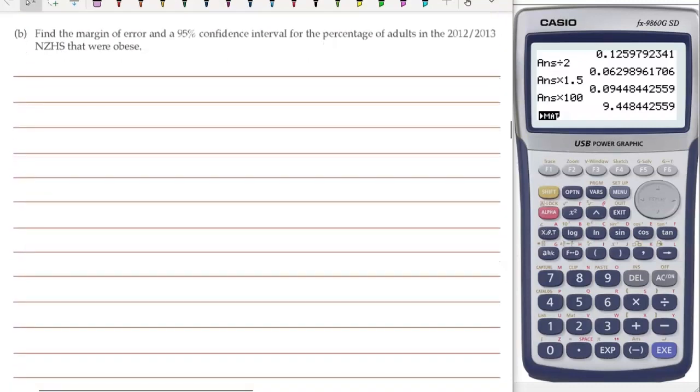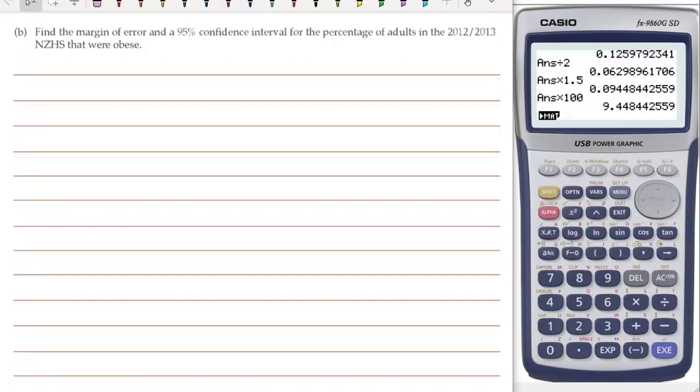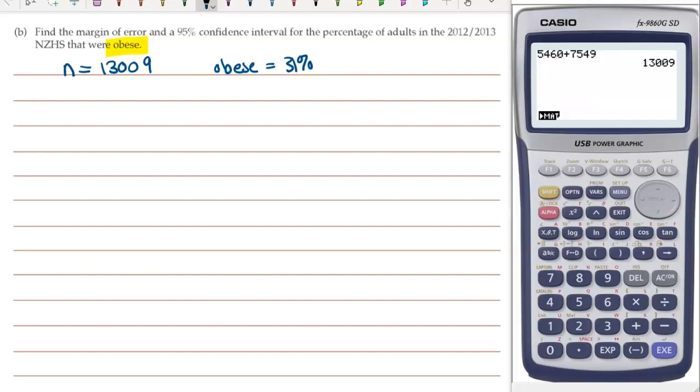Okay, for part B, we want to find the margin of error and the confidence interval for the percentage of adults that were obese. We were given that the sample size was 13,009 and the reported percentage that were obese was 31%. We got the 13,009 by adding together the male and female adults because we were looking for just the percentage of adults that were obese. And that 31% came from the very first bullet point in the article.